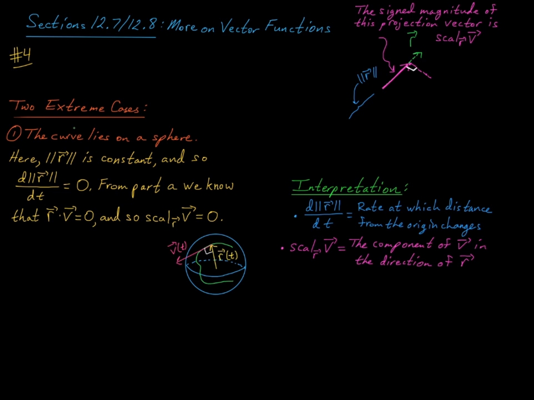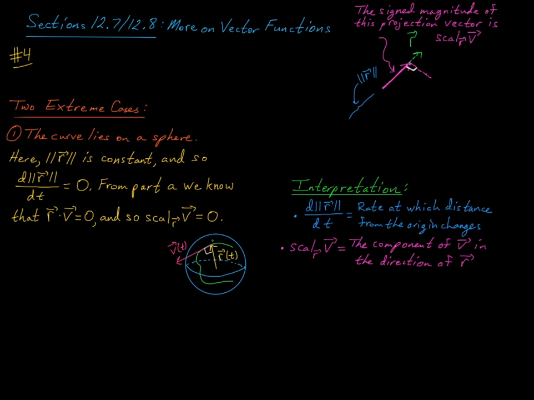The first case is where the curve lies on a sphere. This is really just part A. Since the magnitude of the position is constant, this derivative is just 0. Our distance from the origin never changes. And from part A, we proved that R dot V is 0, so that implies that the scalar projection of V on R is equal to 0.